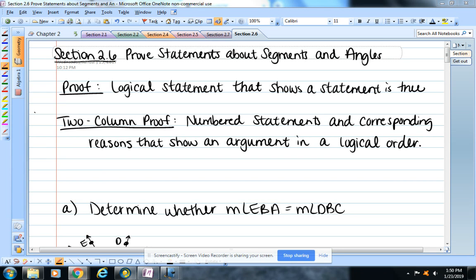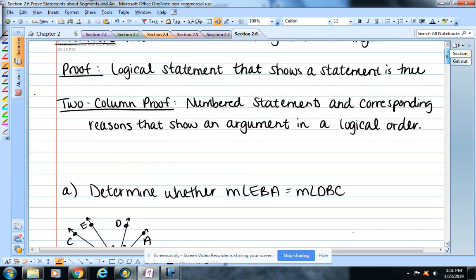So a proof is a logical statement that shows that a statement is true. What's going to happen is they're going to give you some information about a topic, about a scenario, and then they're going to ask you to prove something or determine something or to show something. So a proof is how we do that. The way that we set them up in high school math is called a 2-column proof. That's when we have our set of statements and reasons. So it's going to follow the format we did yesterday for algebraic proofs. Okay? Got it? All right.